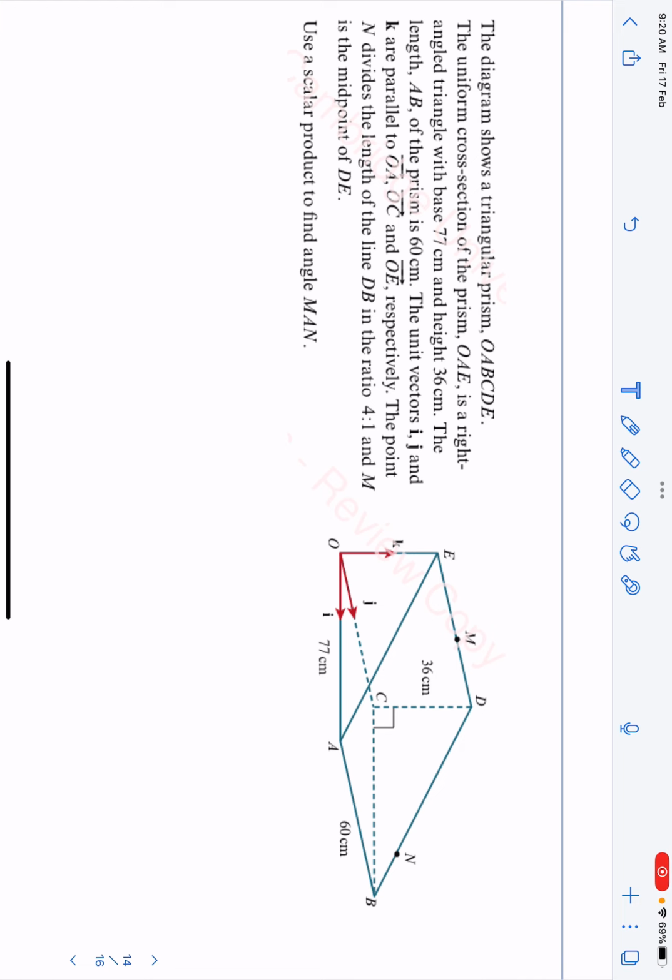Then it says the length AB of the prism is 60 meters. They're talking about the height of the prism here. The unit vectors i, j, and k are parallel to OA, OC, and OE respectively. The point N divides the length of the line DB, this whole thing, in the ratio 4:1. This is 4 parts, this is 1 part. And M is the midpoint of DE.